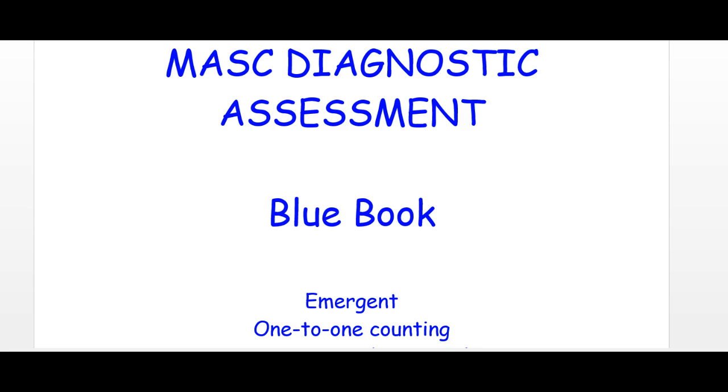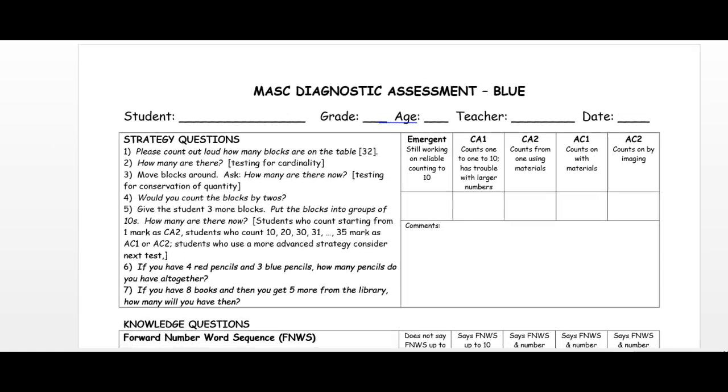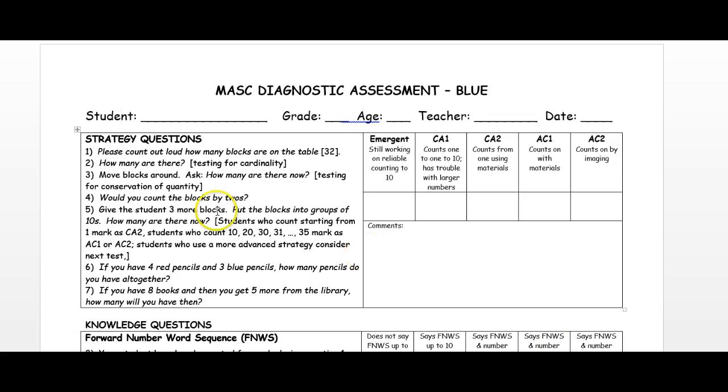The MASC Blue Book is good for assessing first graders, and after you've made sure that you've printed out the booklet pages as well as the recording sheets, you'll be able to start with question 1. Let me scroll down to question 1. Each of these questions is designed to be read aloud to students. You can follow the basic script.